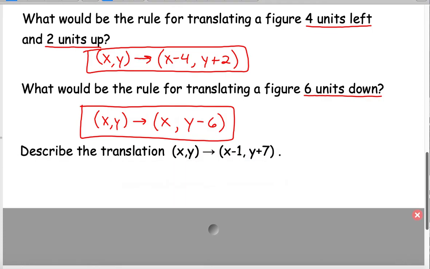All right, let's work backwards. What if I gave you the rule? Describe what's happening here. XY is being translated to x minus 1, y plus 7. All right, let's start with the x minus 1. That means that we're going to move which way? 1 to the left. So left 1. And then y plus 7, in the y direction is up or down, plus 7 would be up 7. So left 1, up 7. And that's the rule for how to move that picture.